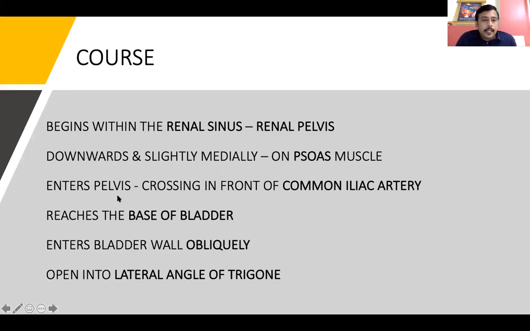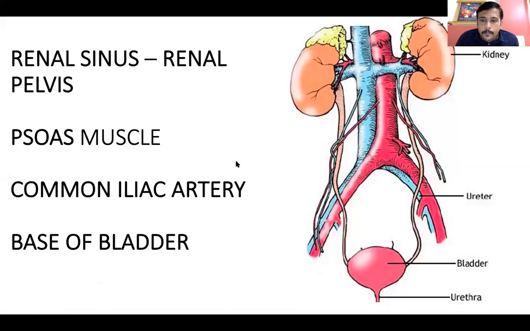Then it will enter the pelvis, crossing in front of the common iliac artery. Then it reaches the base of the bladder, enters the bladder wall obliquely and opens into the lateral angle of the trigone. So you can see here.